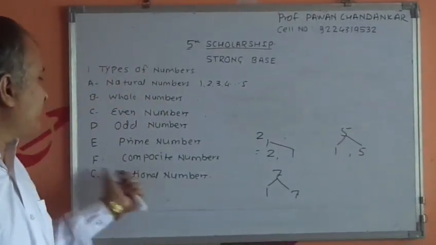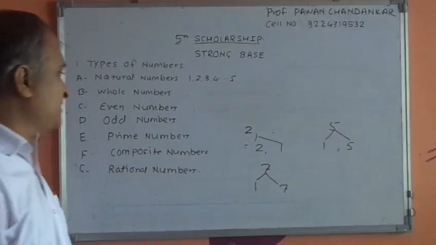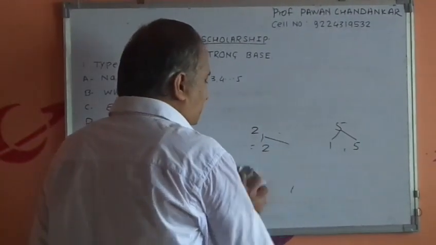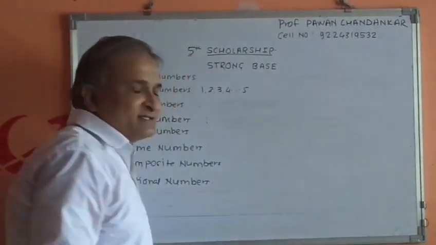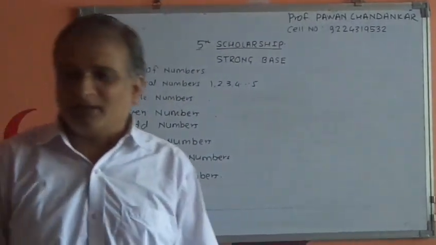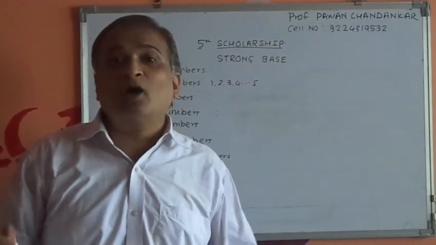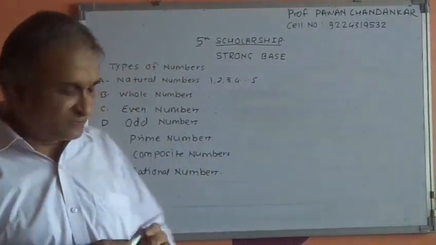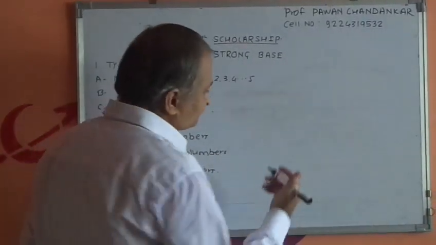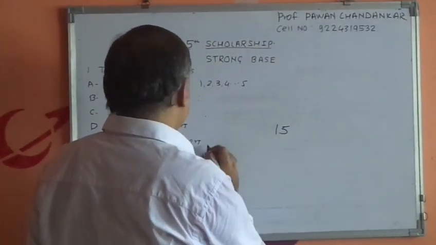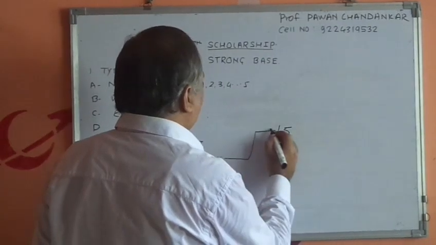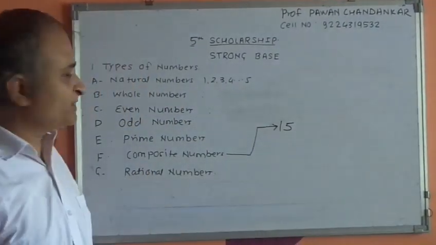Numbers are further classified into composite numbers. Kids, do you know what a composite number means? It is exactly opposite to a prime number. A composite number may have more than 2 factors. See, for example, look at the example 15. I am discussing the concept of composite numbers.